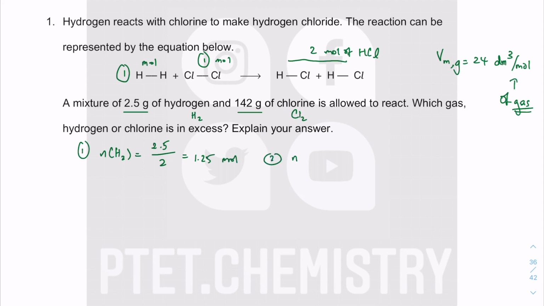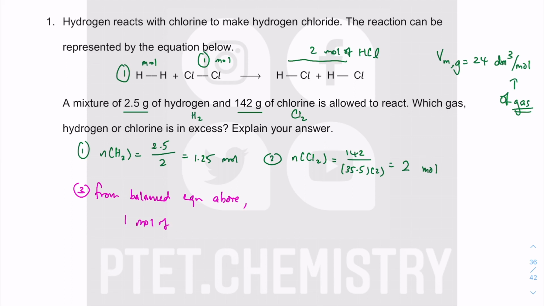And then number 2, the mole of Cl2 is going to be 142 divided by 35.5 multiplied by 2, because Cl2, each Cl is 35.5, times 2 is 71. So 142 divided by 71 is going to give me 2 mole. So from the balanced equation above, 1 mole of H2 reacts with 1 mole of Cl2. So I'm just stating the very obvious thing from the balanced equation.